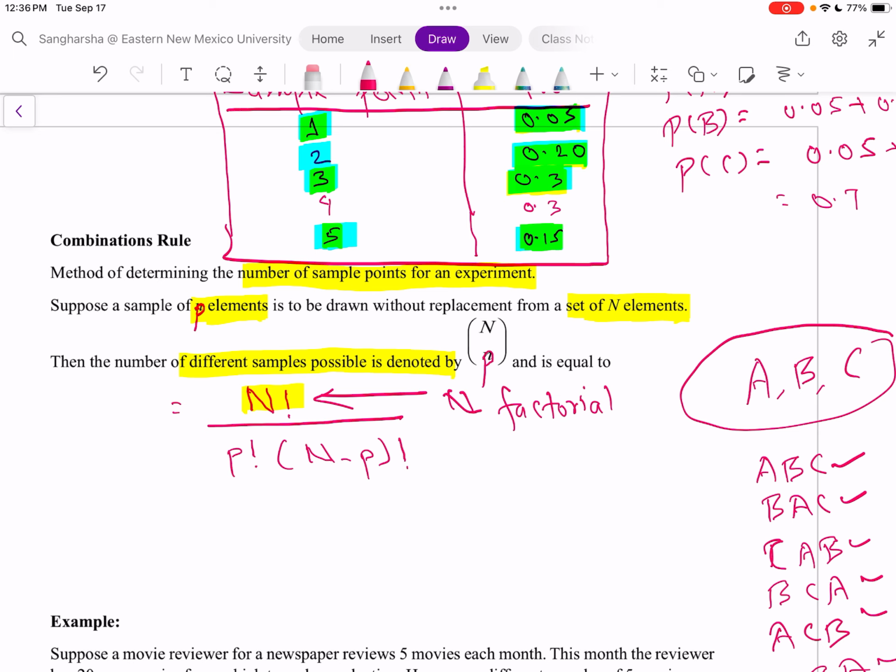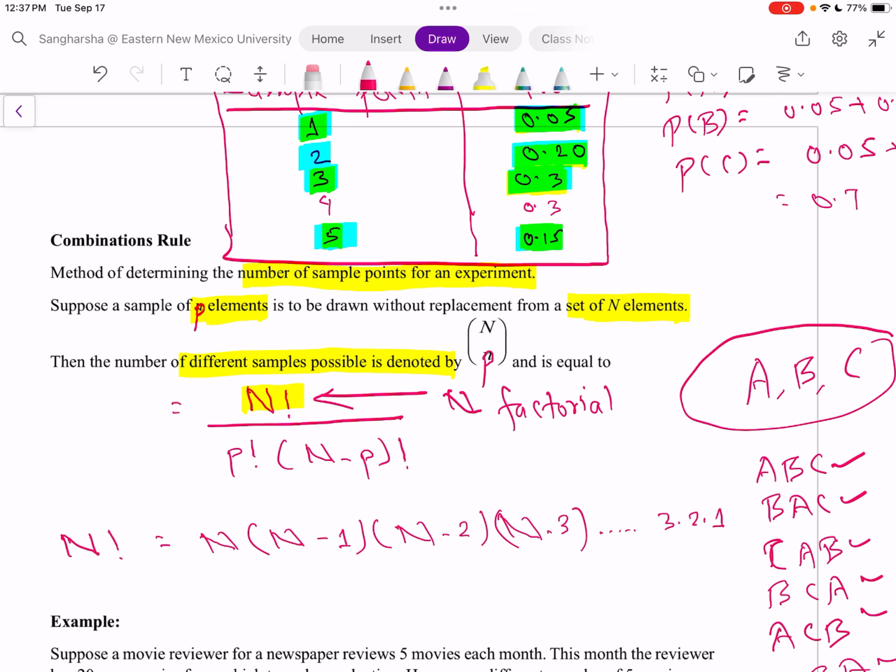Now, this n factorial, sorry, this is not the right one. The n factorial is n times n minus 1, n minus 2, n minus 3, times all the way up to 3 times 2 times 1.